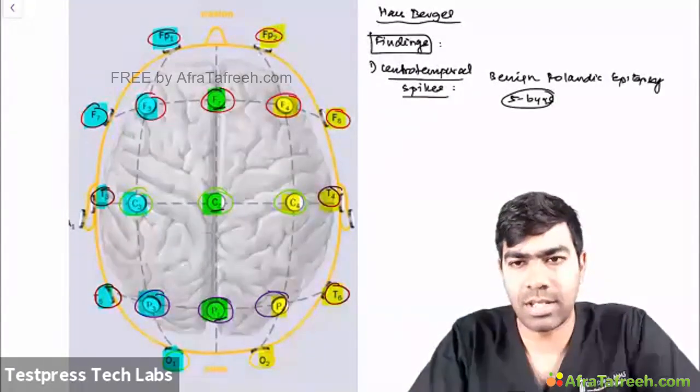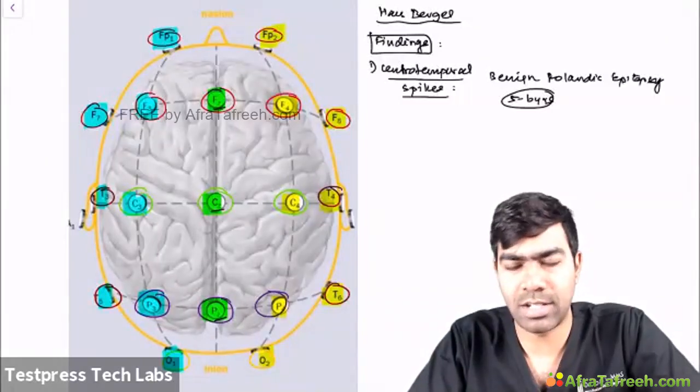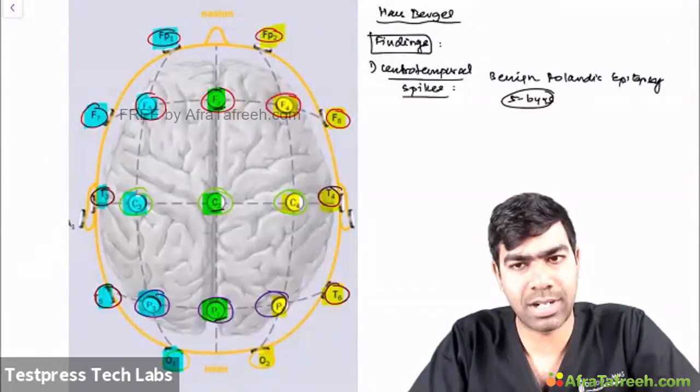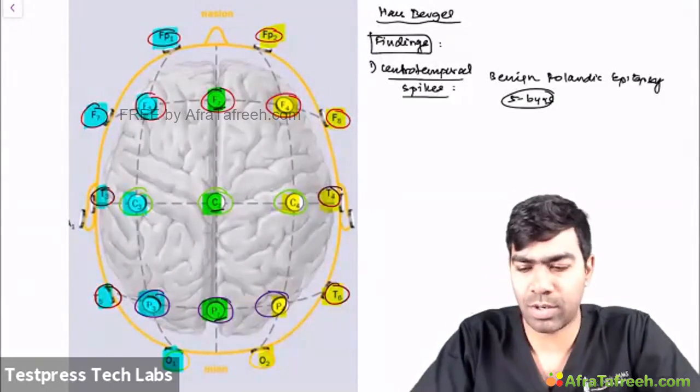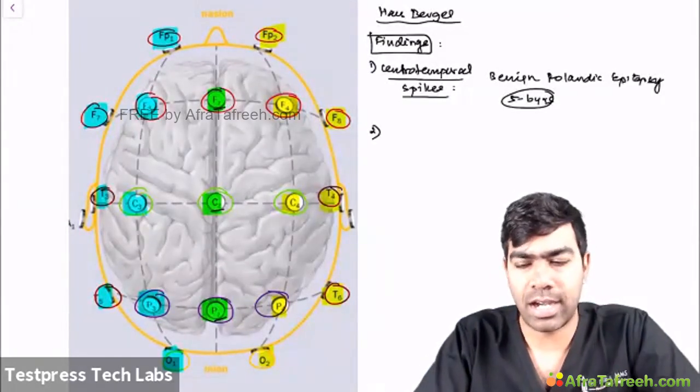When you do an EEG, that's an interictal EEG. So you get this typical centrotemporal spikes, classical of benign Rolandic epilepsy, and treatment is once again valproate only, because this is a generalized form of a seizure.